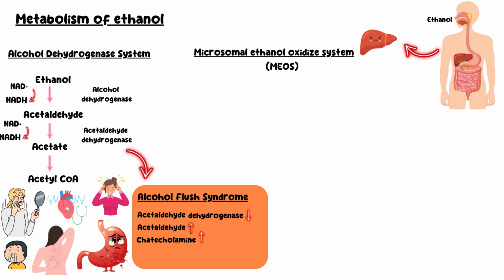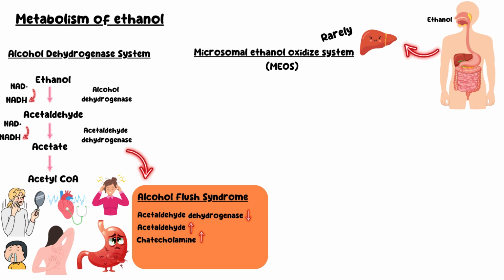90% of ethanol is metabolized in the liver. The remaining ethanol is metabolized by the microsomal ethanol oxidizing system. It also occurs in the liver. This metabolism occurs rarely, but when the ethanol level becomes very high in our body, this metabolism becomes important to lower the toxicological effect of ethanol.